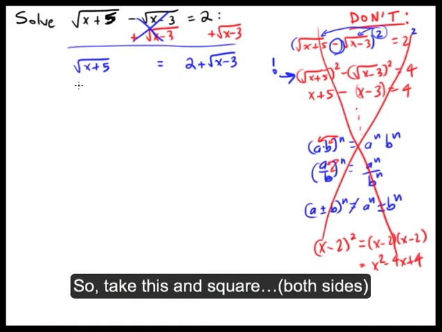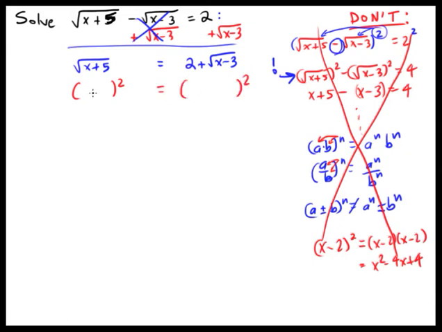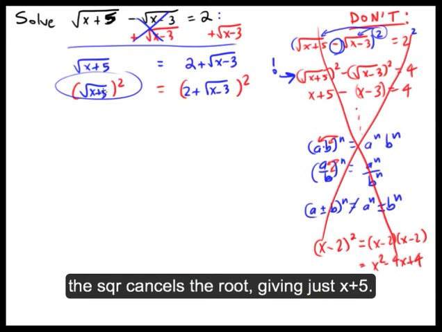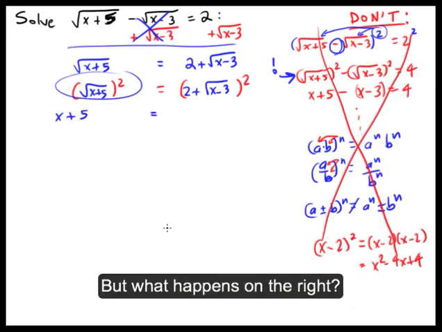Right, we square. So take this and square, take this and square. Okay, we square both sides of the equation. Now the nice thing is on the left side, when you square a square root, they just cancel each other. So this is just going to be x plus 5. But what happens on the right?